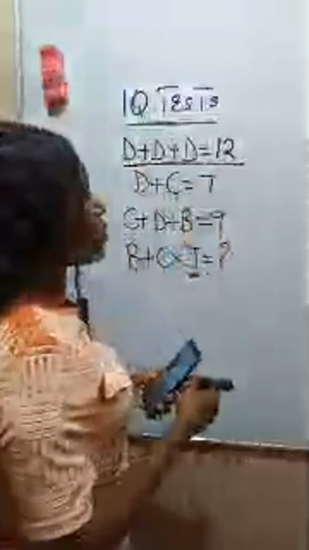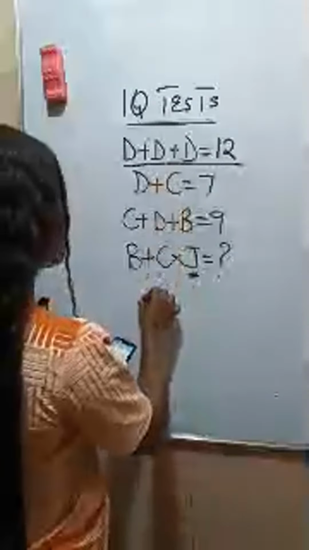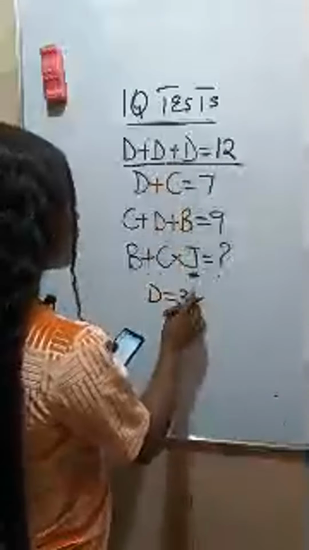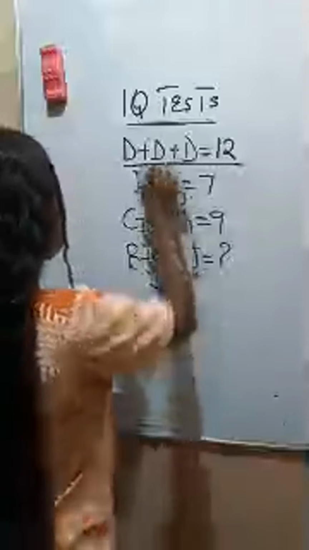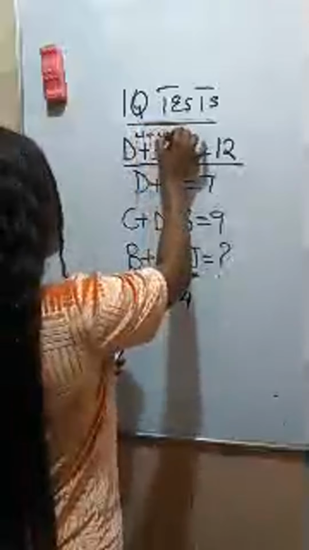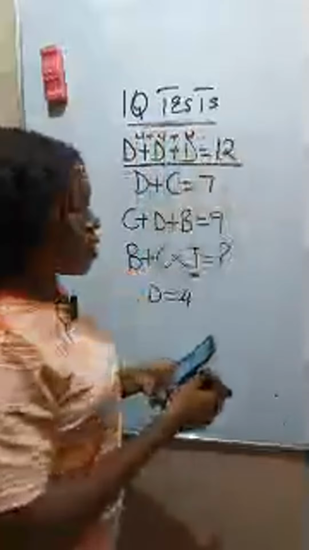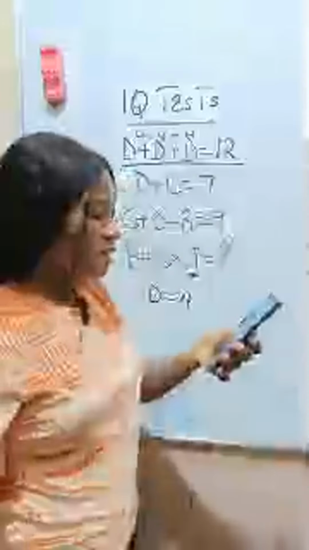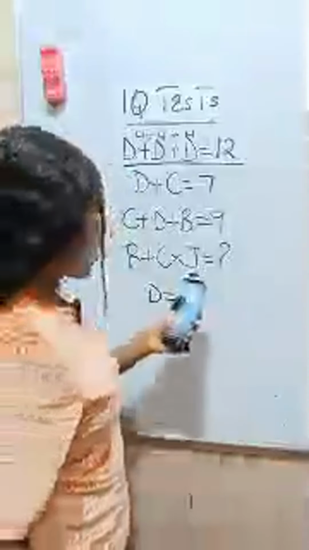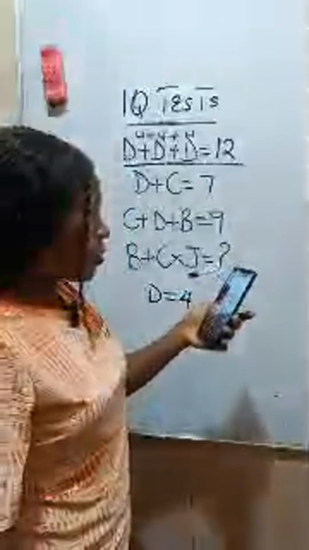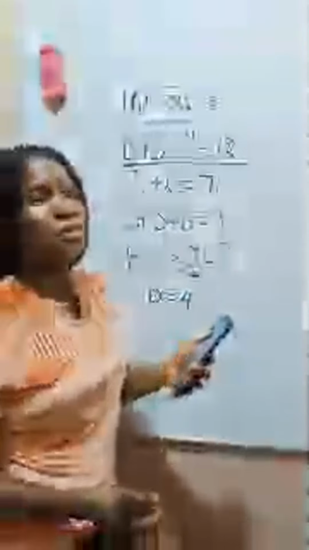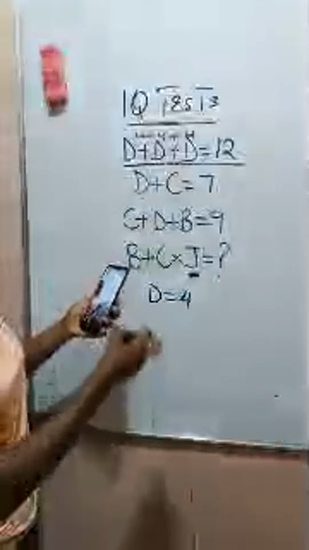So let's go. Now, when you look at this, this is the weakest equation. From here, we can see that D is equal to 4, because 4 plus 4 plus 4 will give us 12. So that way we have seen the value of our D. D is 4. Okay. Since my reflection is affecting the board, let me go back.